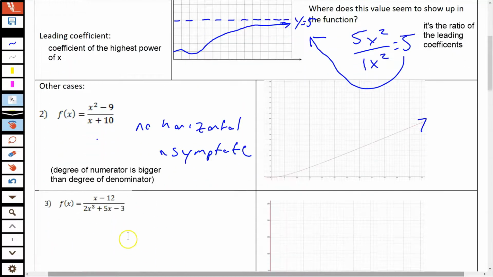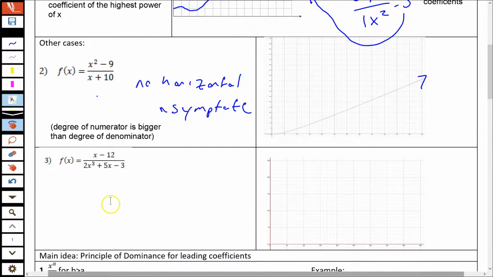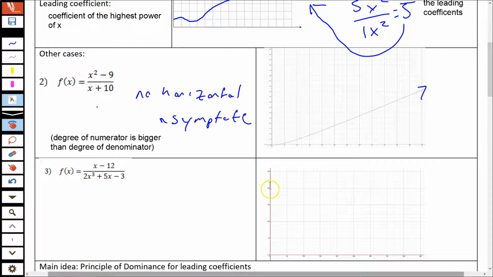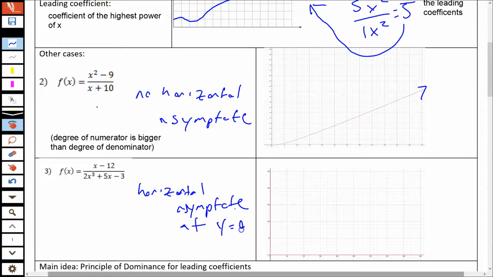Then function number 3, this is the opposite case. So notice I have an x on top, and then my leading term on the bottom is a 2x cubed. Looking at this graph, it's a little hard to see, but notice my graph really never leaves the x-axis. So this one we would say has a horizontal asymptote at y equals 0. And that's because when the bottom of a fraction gets bigger than the top, the fraction gets smaller. So if overall the fraction is growing much faster on the bottom, the function gets closer and closer to 0.